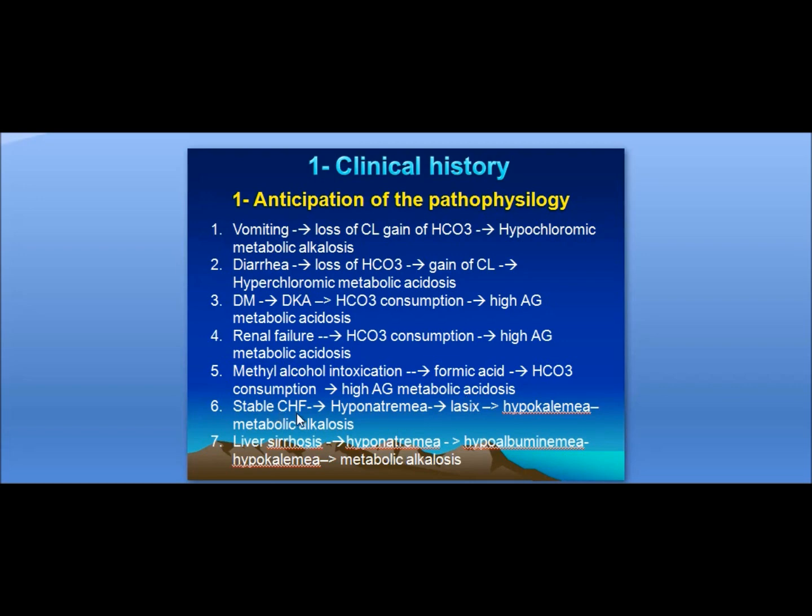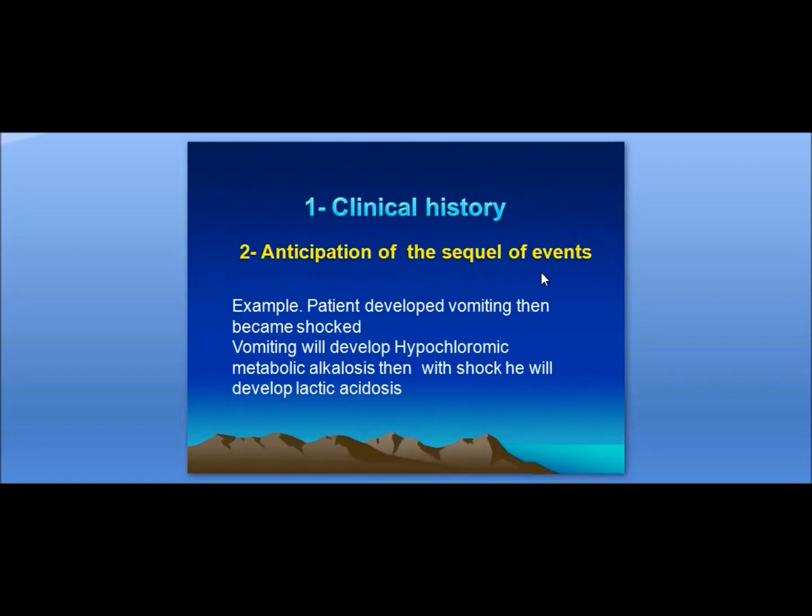Stable congestive heart failure, the patient will have hyponatremia, maybe on diuretics like furosemide to develop hypokalemic metabolic alkalosis. Liver cirrhosis patient will have hyponatremia, hypoalbuminemia, hypokalemia, and develop metabolic alkalosis. Anticipation of the sequelae of events, like what? If the patient develops vomiting, then became shocked, vomiting will develop hypochloremic metabolic alkalosis, then shock will develop high anion gap metabolic acidosis.